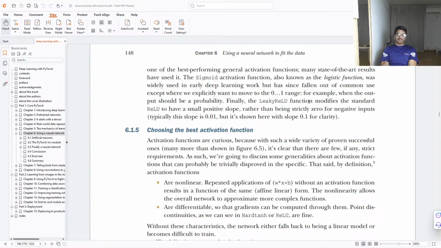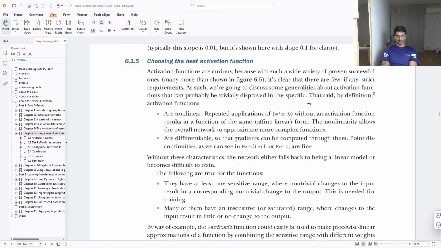ReLU deserves special note as it is currently considered one of the best performing general activation functions. Many state-of-the-art results have used it. The sigmoid activation function, also known as the logistic function, was widely used in early deep learning networks, but has since fallen out of common use, except where we explicitly want to move to the 0 to 1 range, for example, when the output should be a probability. Finally, the leaky ReLU function modifies the standard ReLU to have a small positive slope rather than being strictly 0 for negative inputs. Typically this slope is 0.01, but it is shown here with a slope of 0.1 for clarity.